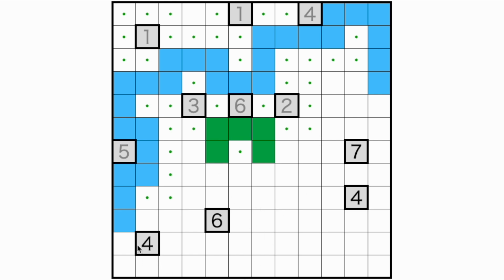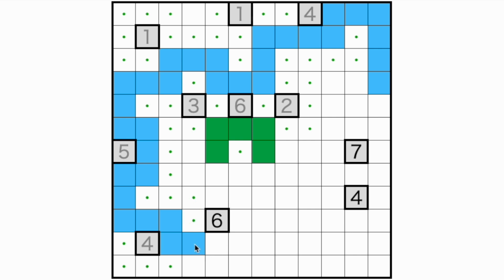Okay, how about the corner down here? Could the loop go south? If it went south, it would need to take up at least 5 cells around the 4. So it doesn't go south. So it goes east. And then one of these 2 is the 4th. Could it be this one? No, that would be a dead end. So it's this one. And the loop goes east, and these 2 are not part of the loop.